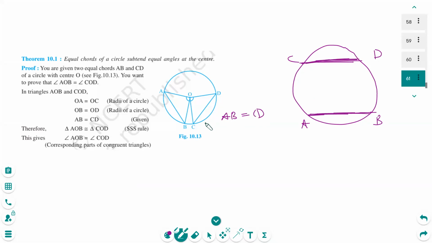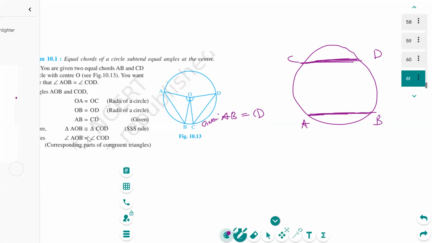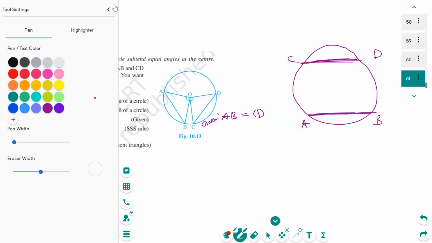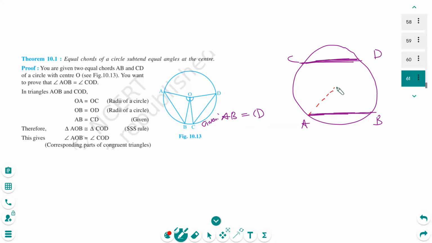तो कह रहा है ये तो गिवन दे दिया मैंने तुम्हें, दोनों इक्वल हैं. They subtend equal angles at the center. Subtend means बनाते हैं. So they are making equal angles at the center that we have to prove. This is the center. We need to prove that this angle will be equal to this angle.